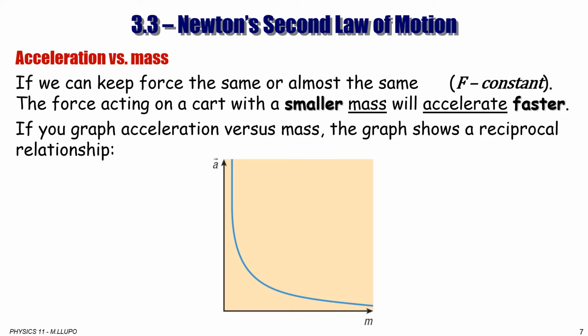Graphing acceleration versus mass will give you a graph that shows a reciprocal relationship. So the smaller the mass, the bigger the acceleration, and vice versa. The bigger the acceleration will be at a smaller mass. The bigger the mass, the smaller the acceleration.